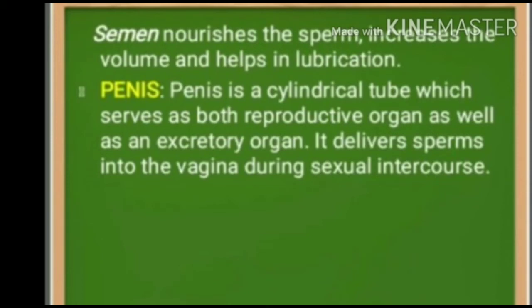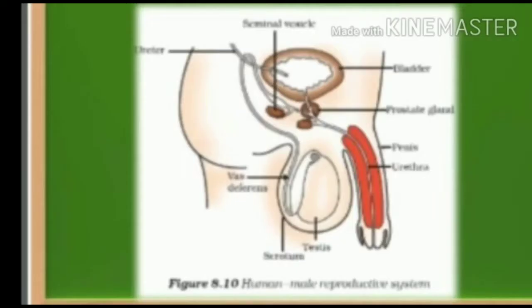Penis. Penis is a cylindrical tube which serves as both a reproductive organ as well as an excretory organ. It delivers sperms into the vagina during sexual intercourse. I hope now, with the help of this figure and explanation, the male reproductive organs are clear to you. Now, let us move to the next.